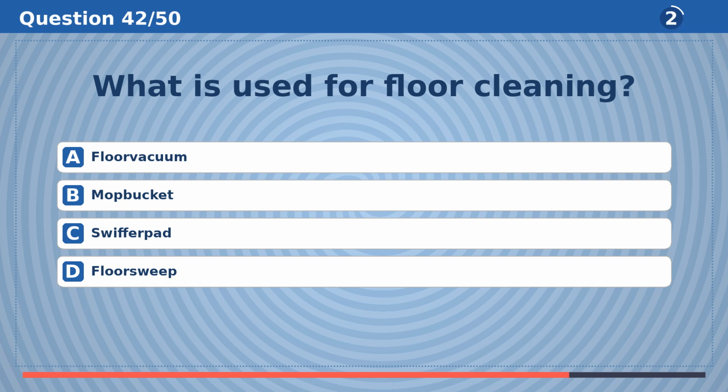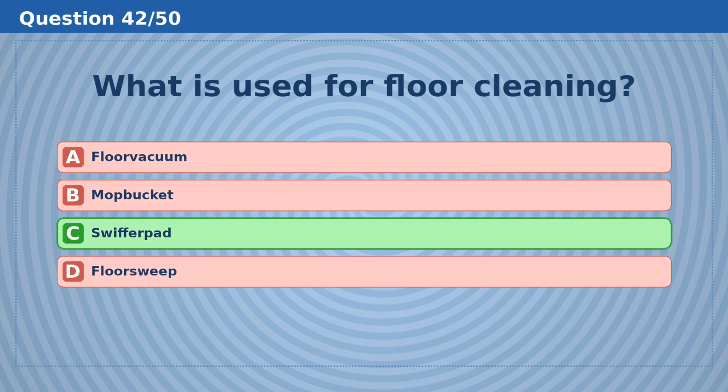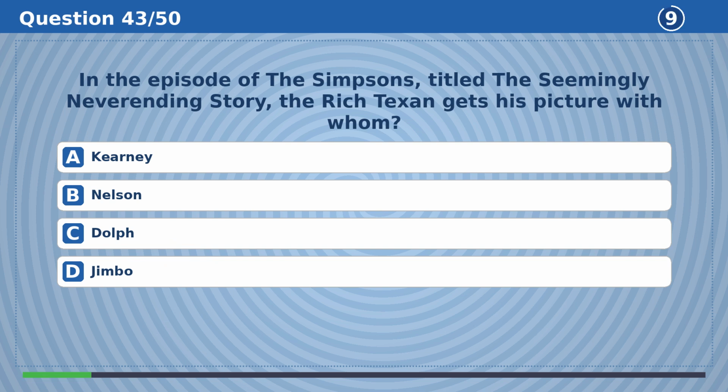What is used for floor cleaning? The answer is C, Swiffer pad.